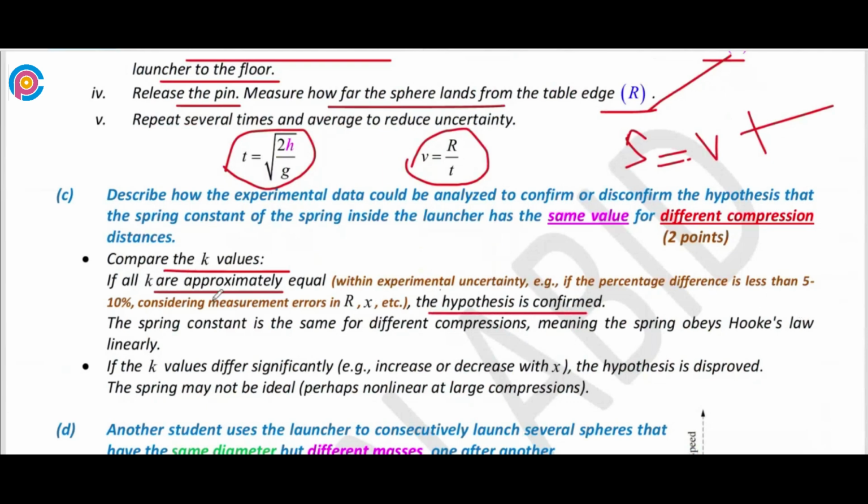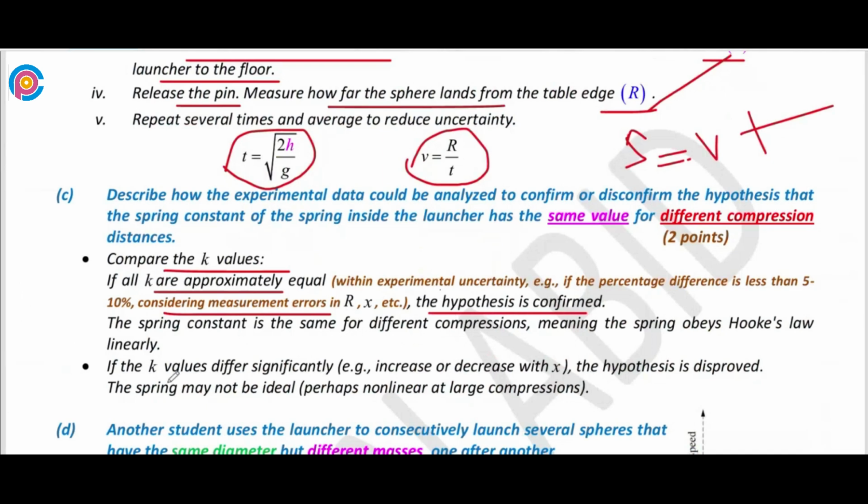Experimental uncertainty: if there is a 5 to 10% difference, considering the measurement error in R and X, that could result in a percentage difference. But that's measurement error, not evidence against the hypothesis. If the spring constant is the same for different compressions, the spring obeys Hooke's law linearly. This means we are in the elastic region where the spring obeys Hooke's law.